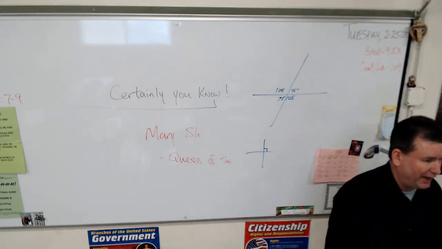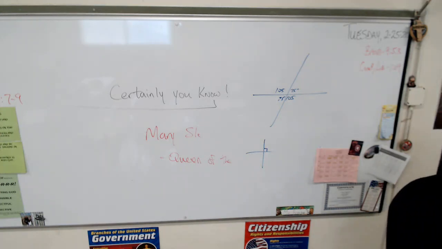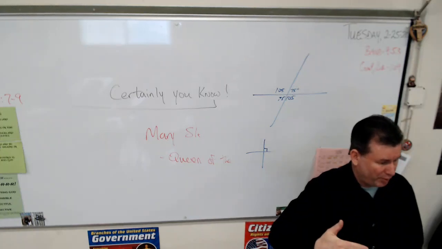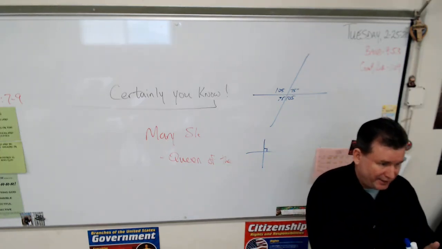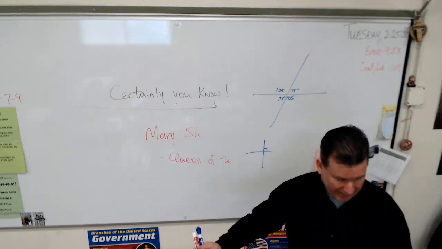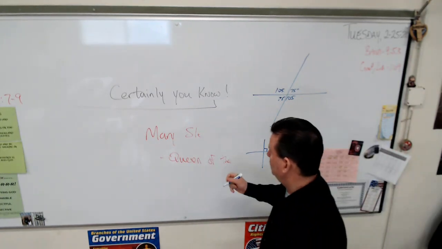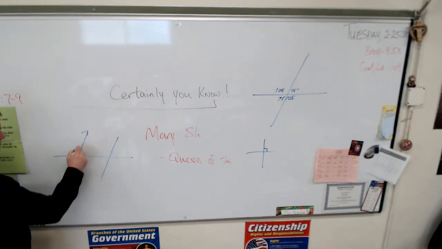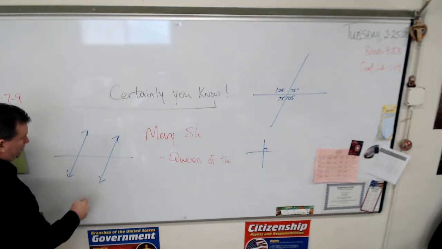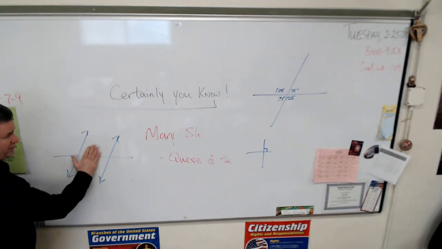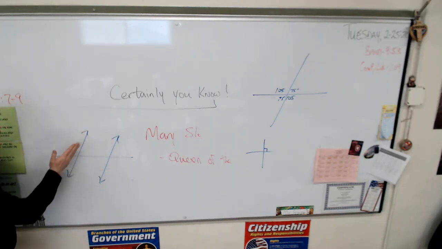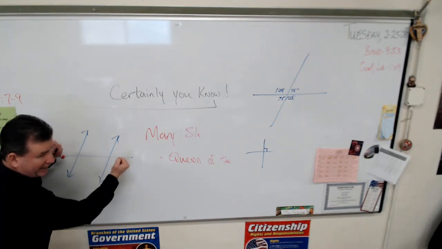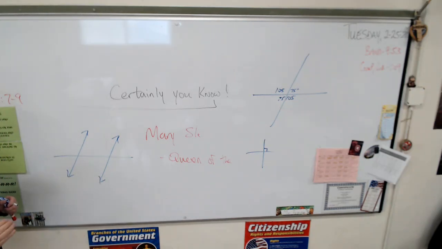Now we're throwing in there a new concept. So far, complementary, supplementary, and vertical. Now we've got to add alternate interior and alternate exterior. This time the parallel lines are going this way. So is my hand right now interior or exterior? Interior. Because it's between the parallel lines. So this is the interior, this is the exterior. What do we know? What's the A word?